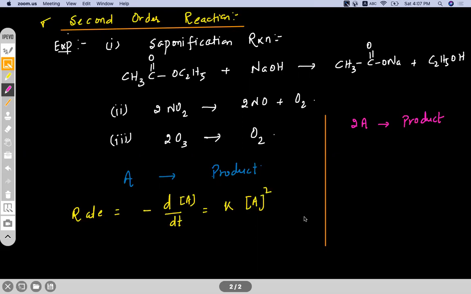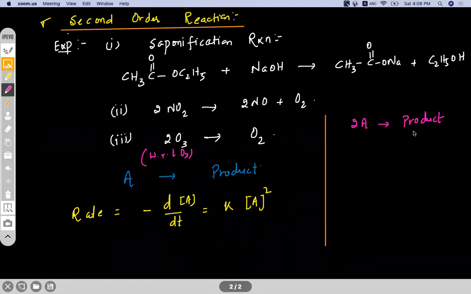For 2O3 gives 3O2, I have just written over here with respect to O3, it is second order. Overall order is, that's what I said, with respect to O3, overall order is 1.